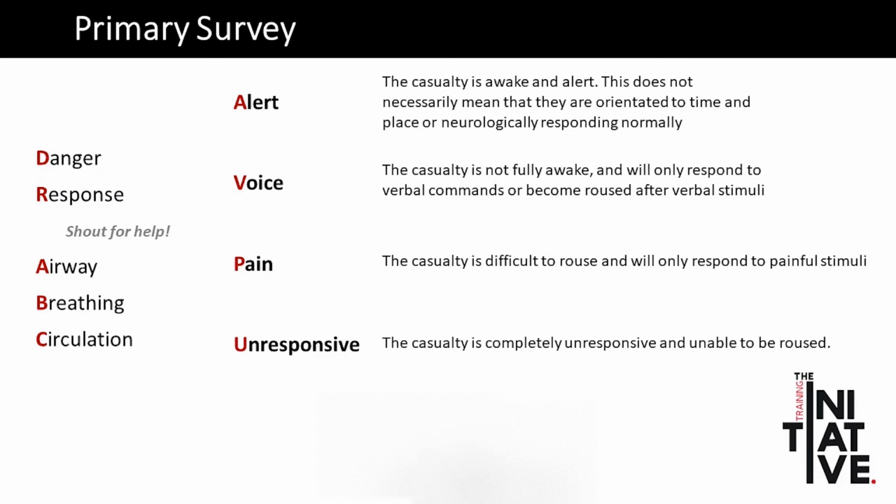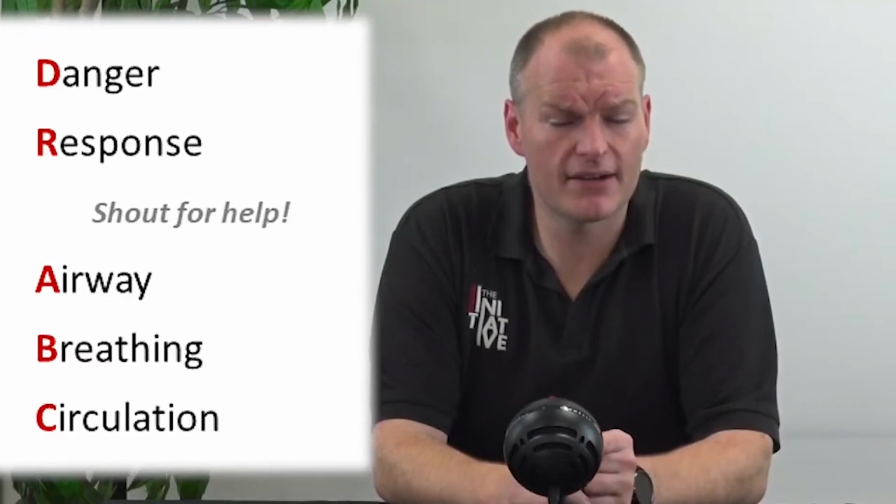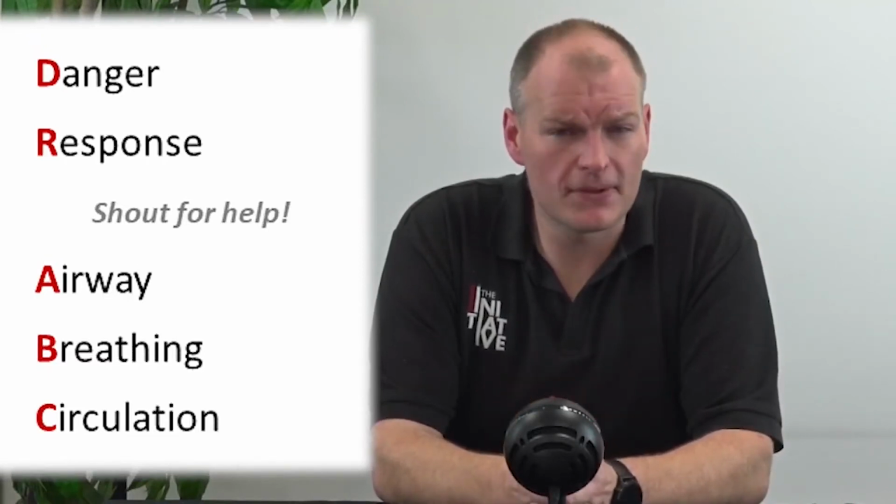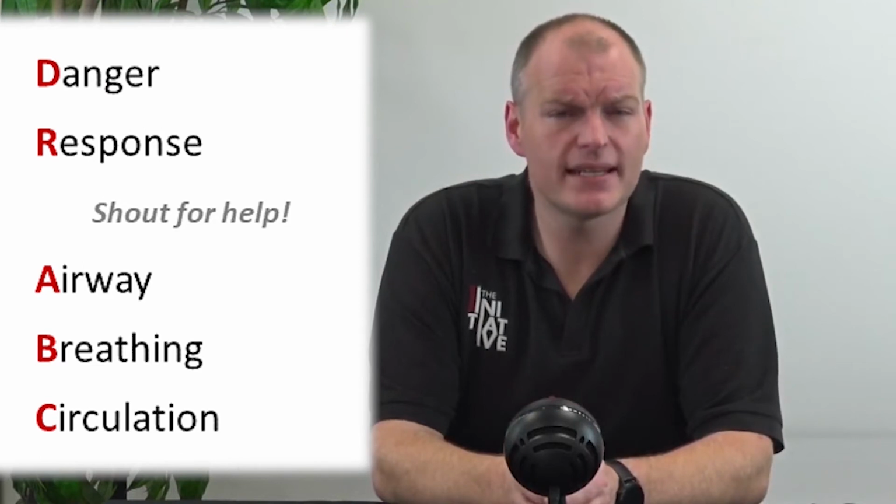If we have an unresponsive casualty, it's vital that we shout for help next. It might just be that we need somebody to make a phone call for us whilst we're dealing with this casualty, to go and fetch a first aid kit, or to make the area further safe if necessary. Having checked for danger and response, if we assume now that we are dealing with an unresponsive casualty, we need to think about opening the airway.